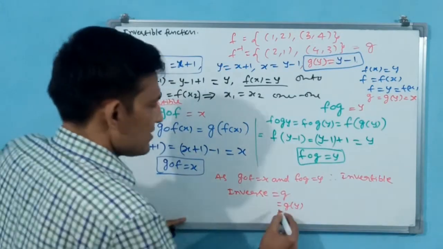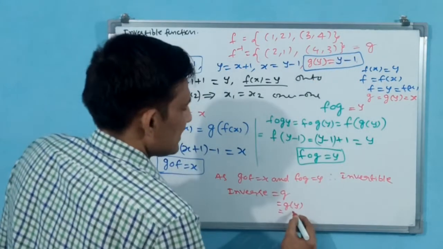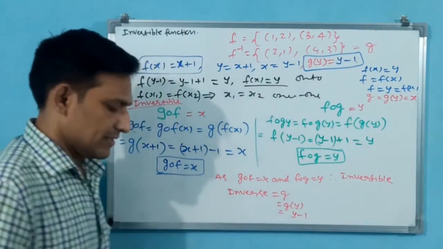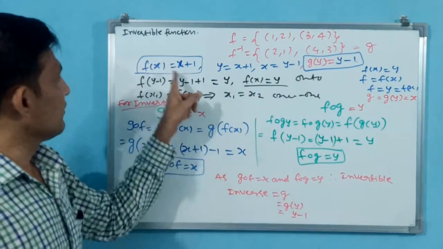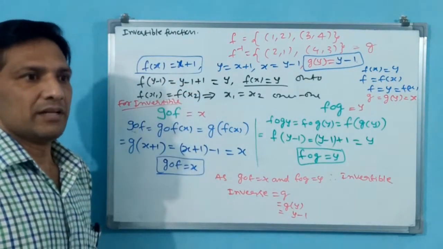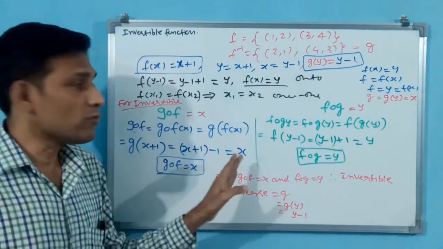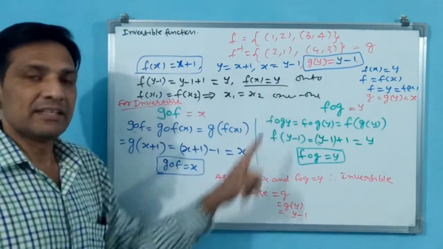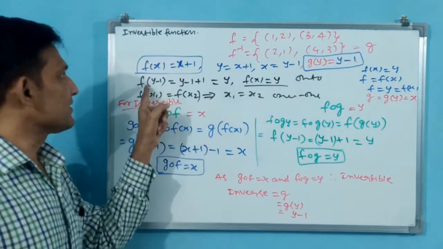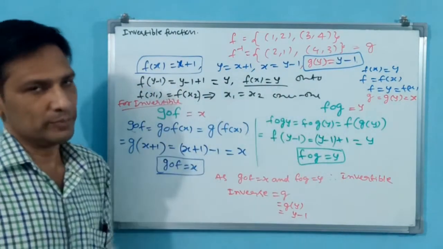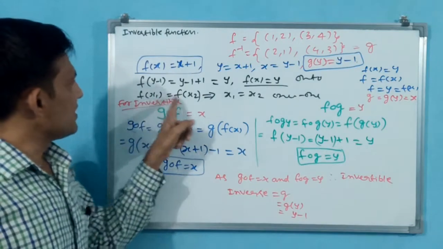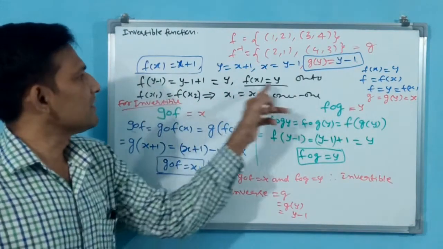What is g(y)? g(y) is equal to y minus 1. This is the inverse for this function. Now compare with our earlier procedure. Earlier we had not applied this for an invertible function. Earlier we applied it for one-one and onto. One-one is this one, onto is this one.